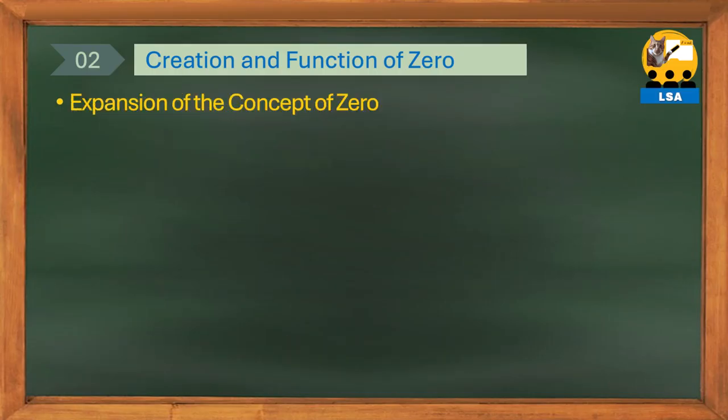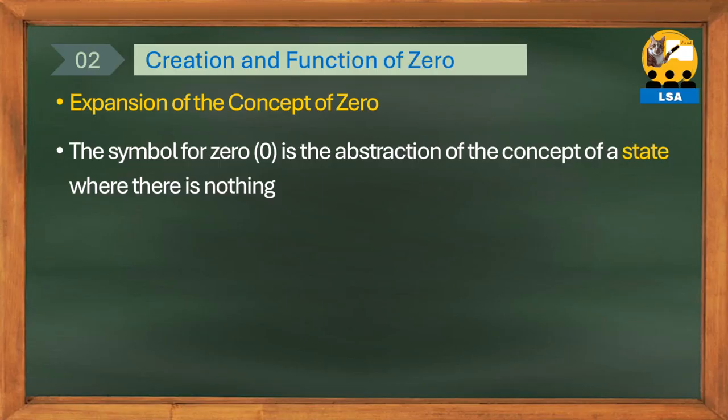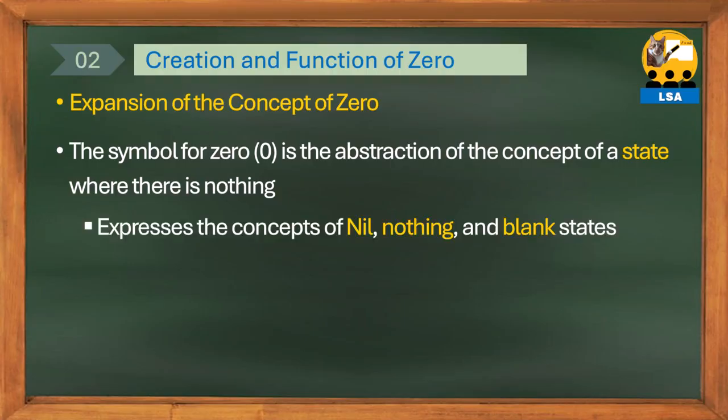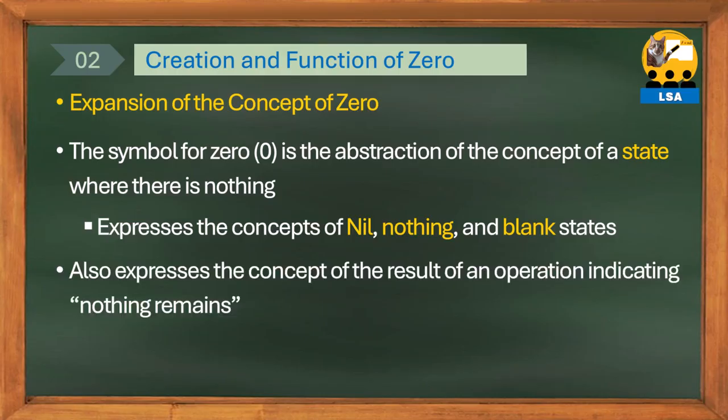Let's find out how the newly created 0 is used and its functions. Since 0 is an abstraction of the concept of a state where there is nothing, the symbol for 0 expresses the concepts of a state of nil, nothing, and blank. As mathematics developed, the concept of 0 expanded, and it also came to express the concept of the result of an action indicating nothing remains as a result of an operation.